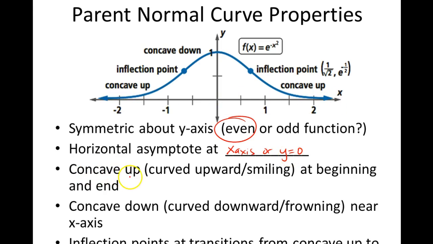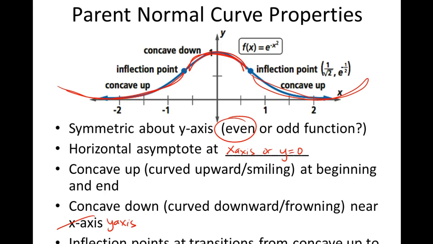The graph has some other characteristics that students need to be comfortable with. The first one is that it's concave up, meaning it curves upward or smiles at the beginning and the end. So that's here and here. So those are concave up regions. It's concave down, or frowning, near the x-axis. So that's this place here. And that should say, I think, near the y-axis, I believe.